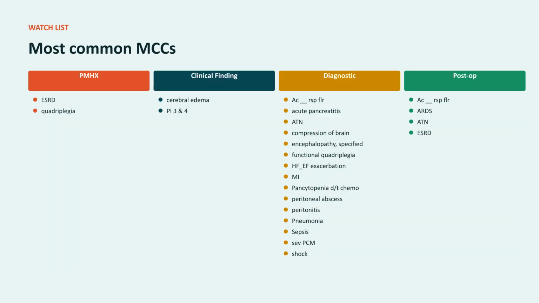Keep these common MCCs on your watch list. They range from chronic conditions in your patient's history to specific clinical findings and diagnostic conditions like sepsis or acute respiratory failure. When you encounter these in your practice, ensure you document the full 3-part formula we discussed earlier.